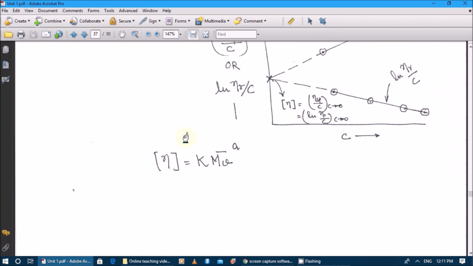So we have calculated eta intrinsic through the graphical approach, and the values of k and a are system dependent constants. These values are available in the Polymer Solution Data Handbook. So we will obtain the values of k and a from the data handbook. Then we can estimate the M V bar, the viscosity average molecular weight.